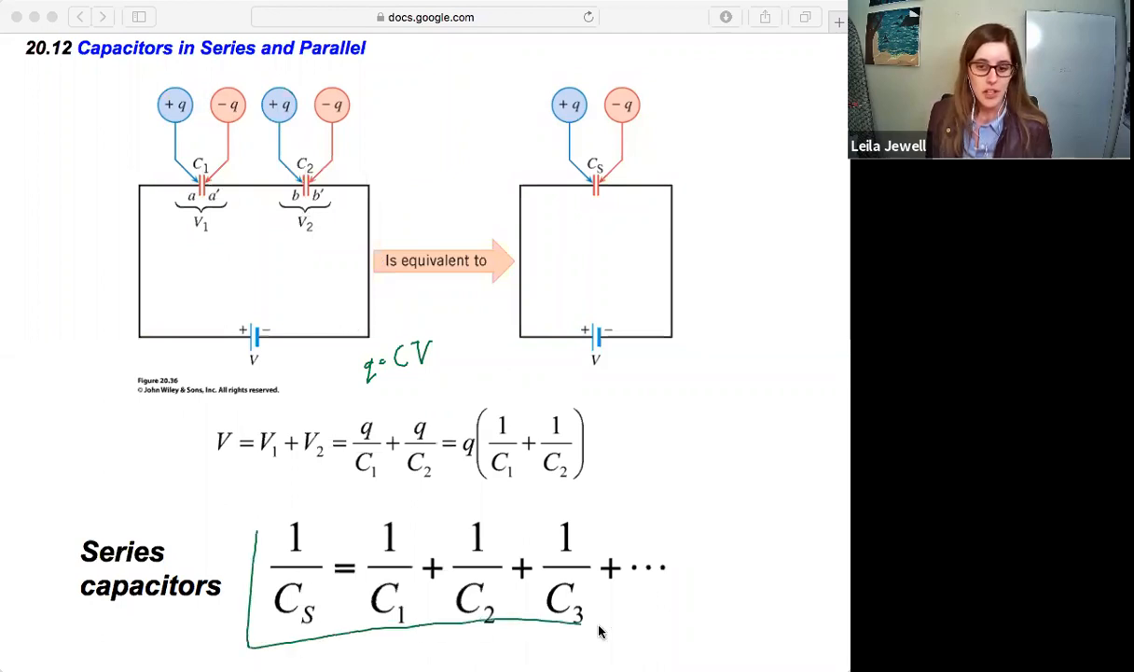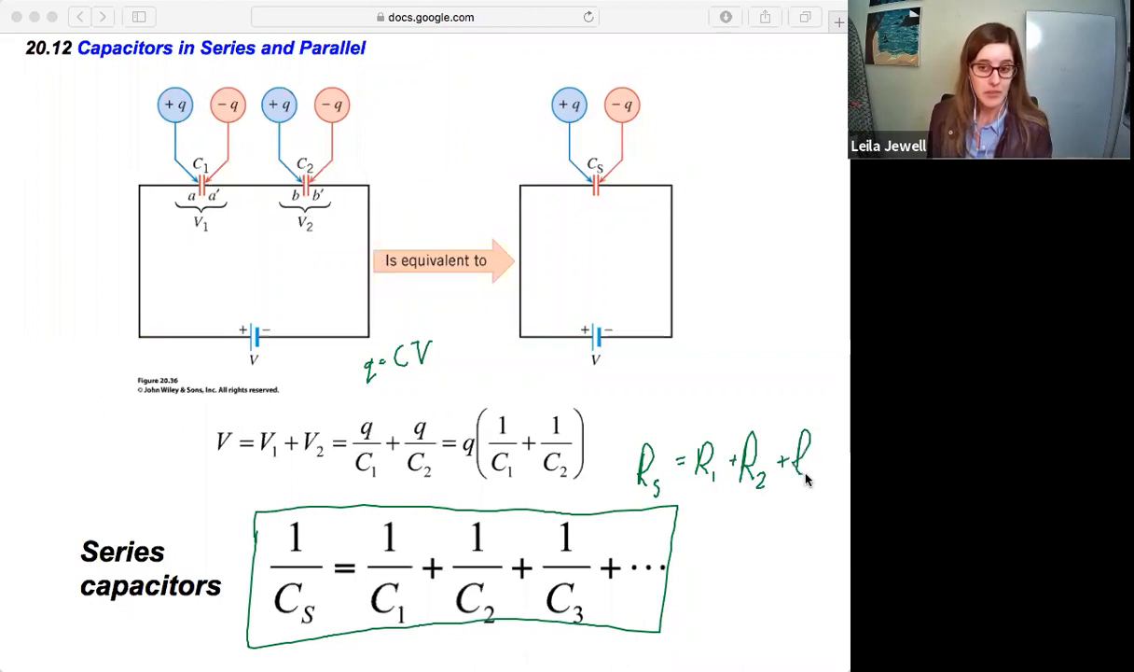Notice this is the opposite rule as with resistors. When we have resistors in series, we're able to just add them directly. We don't need to do the whole inverse thing. And when we have resistors in parallel, we then have to add the inverse. So depending on if you have a capacitor or resistance, it's going to be a different rule. So I encourage you to make sure to write this out on your equation sheet. Series capacitor, parallel capacitor, series resistor, parallel resistor, because you do want to be able to keep this straight. So that's a brief introduction to capacitors in series and parallel.